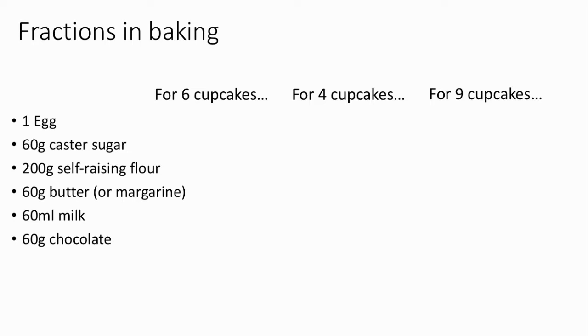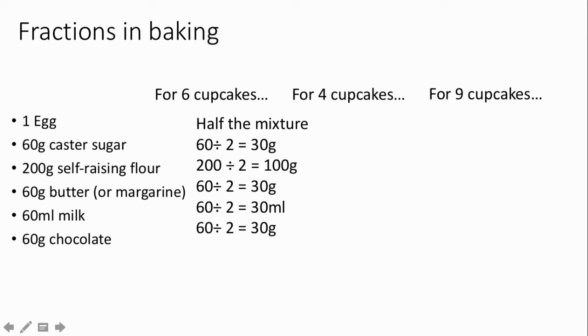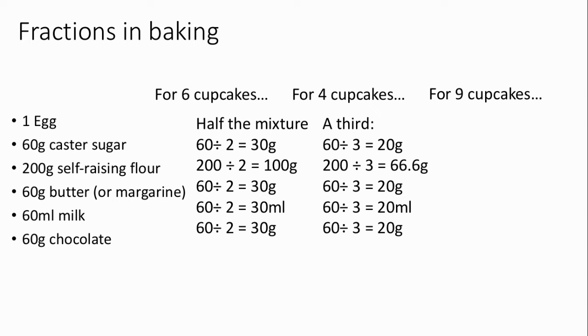But nobody wants just one cupcake, so we can see some different fractions in baking by finding the recipe for 6 cupcakes. Well, 6 is half of 12, so we'd need to find half of the mixture by dividing it by 2. So that's a recipe and the ingredients for 6 cupcakes. For 4 cupcakes, we'd need to find a third, because 4 is a third of 12. 4 over 12 simplified is a third. So we divide everything by 3. And then 9 cupcakes, well, 9 over 12, if we simplify that, is 3/4.